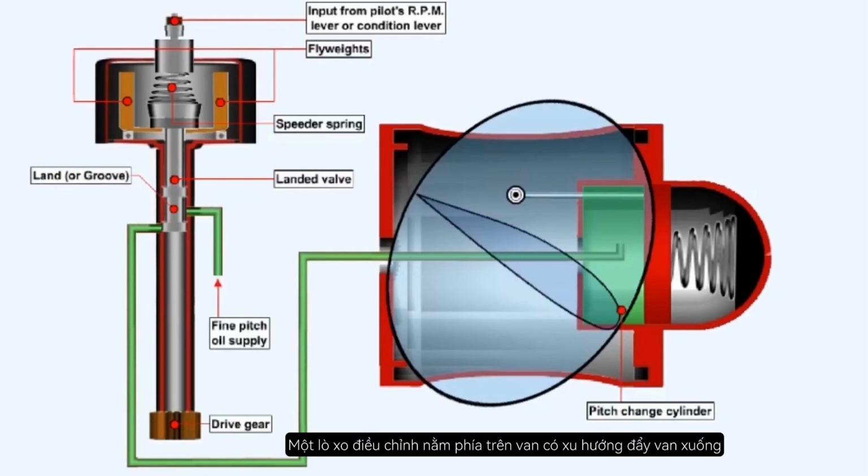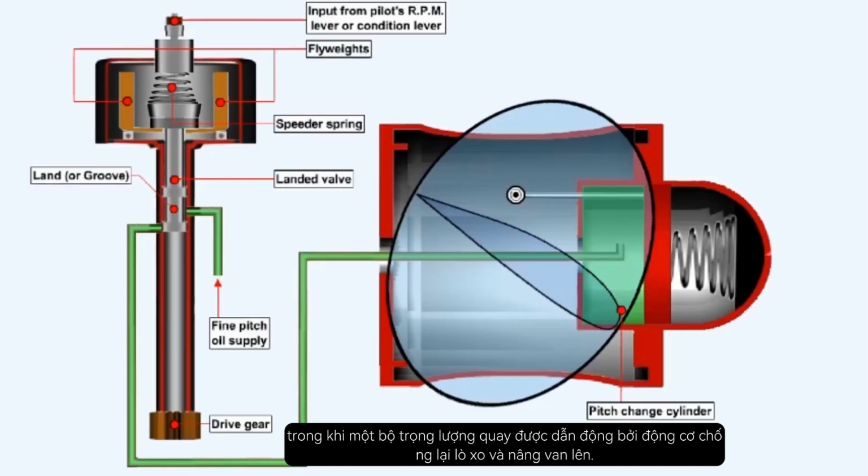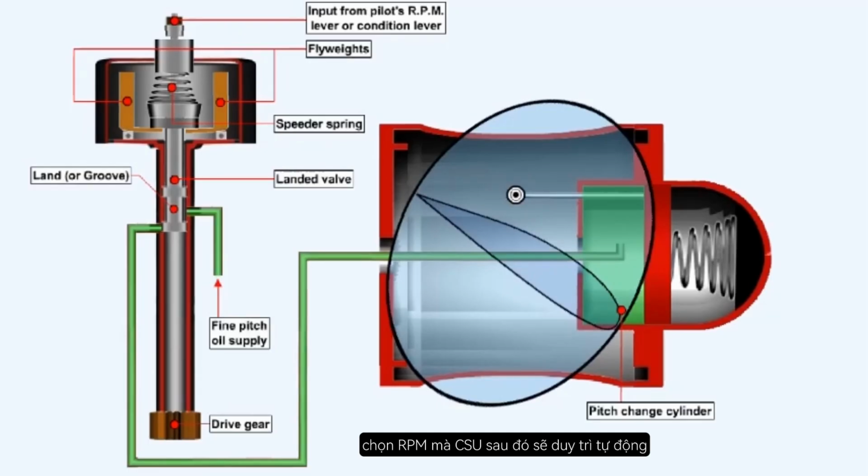A speeder spring, acting above the valve, tends to force the valve downwards, while a set of flyweights, driven by the engine, oppose the spring and act to lift the valve. An input from the pilot's RPM lever, or propeller condition lever, will adjust the setting of the speeder spring, selecting the RPM, which the CSU then automatically maintains.